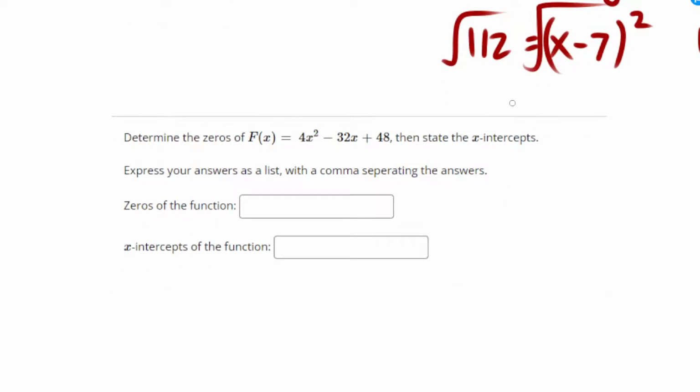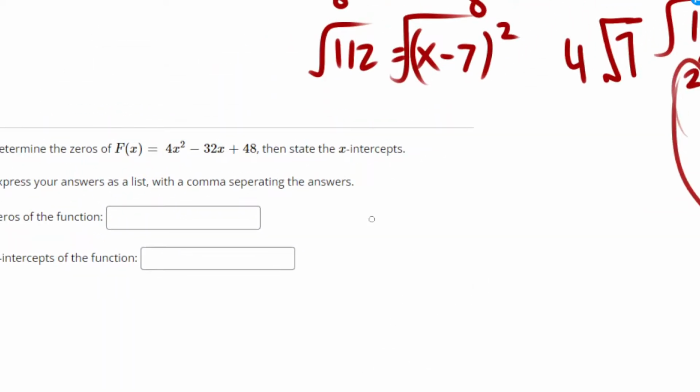Now we're going to determine the zeros of f of x equals 4x squared minus 32x plus 48, and state the x-intercepts. I'm going to solve this by completing the square. So these all have a 4 in common. So that leaves me with x squared minus 8x plus 12.